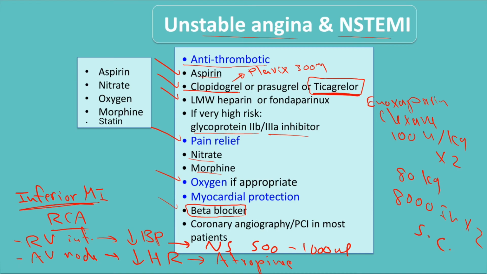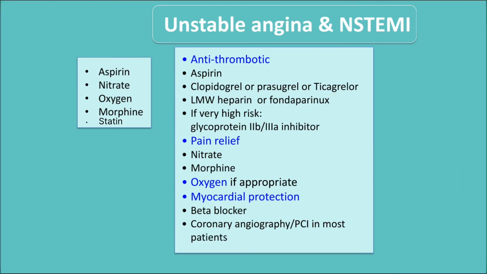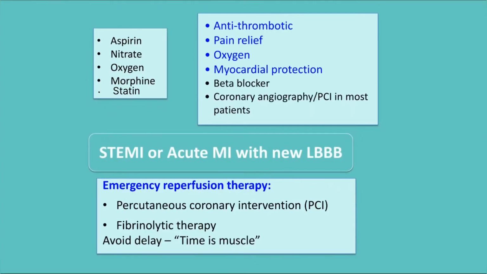Coronary angiography and PCI in most patients who have a high score, more than 7. For the STEMI, or patients who have acute symptoms of MI and new left bundle branch block, or those with high-risk STEMI, the patient should receive emergency reperfusion therapy. Emergency reperfusion therapy is composed of two main things, either mechanical or pharmacological by drug.